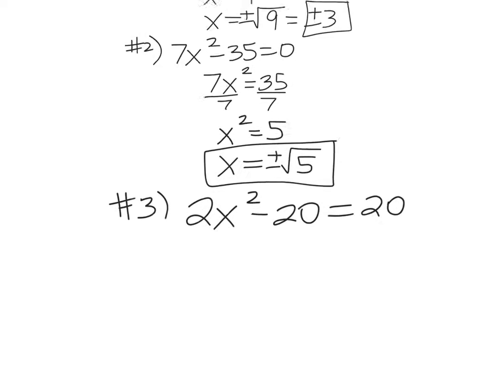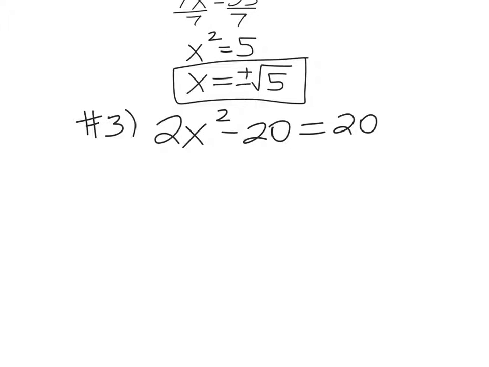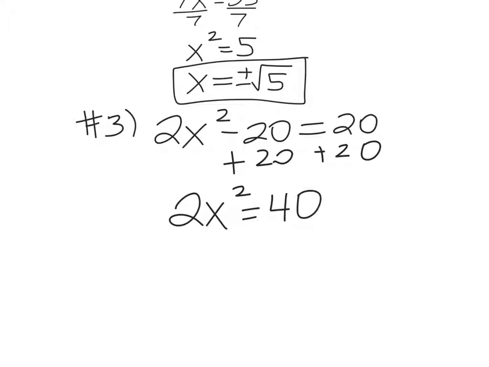Okay, let's take that and solve for x squared. So let's add 20 to the other side. Plus 20, plus 20. So we get 2x squared equals 40. Divide both sides by 2. So x squared is 20.